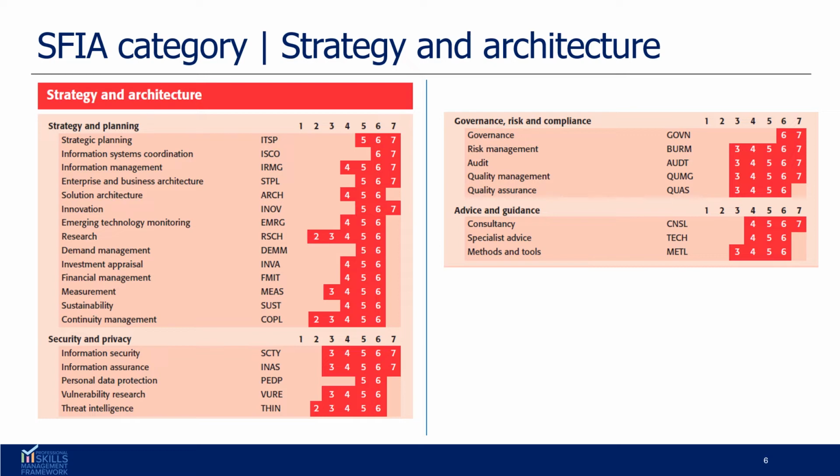Taking a couple of examples, information management, the IRMG skill, has been defined from levels 4 through to level 7. Whilst governance, GOVN, is the skill code for governance, that only has skills defined at levels 6 and 7. All of the other categories each have their own color coding.